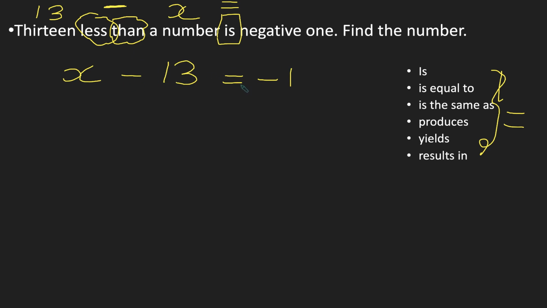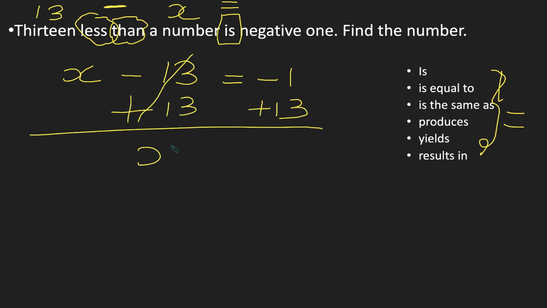And then they want us to solve this and find a number. So to solve this, I would add 13 to both sides. The 13 cancel. I have x equals. I'm going to combine my right hand side. The signs are different, so I'm going to subtract and keep the sign of the larger number. So my answer is x equals 12.